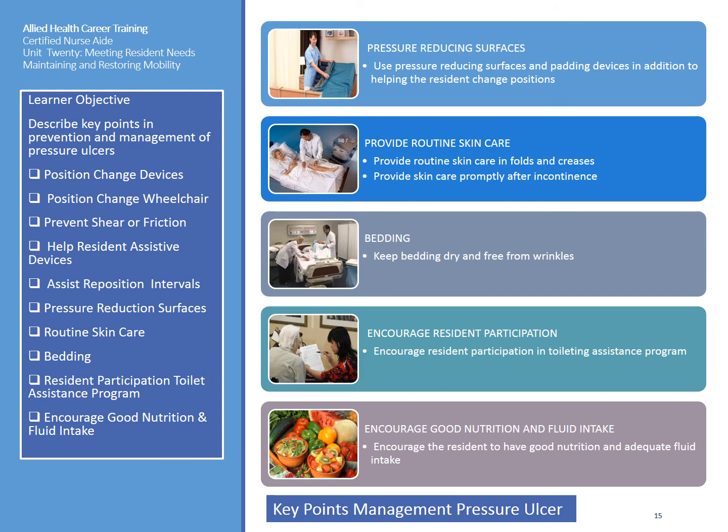Keep their bedding dry and free from wrinkles. Encourage the resident to participate in a toilet assistant program. For example, if you know a resident is incontinent of bowel and bladder, why can't you still toilet them every 2 hours? Well, you can. Just because they're incontinent doesn't mean they have to be incontinent in their brief or attendance.